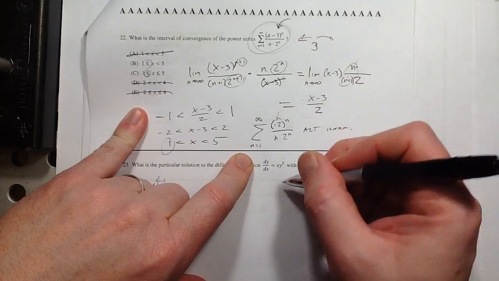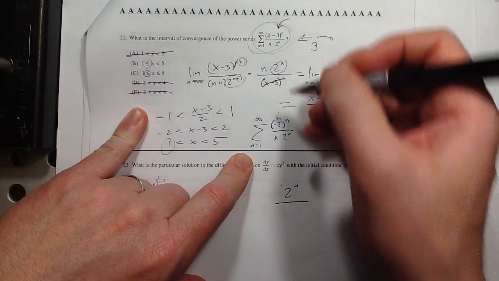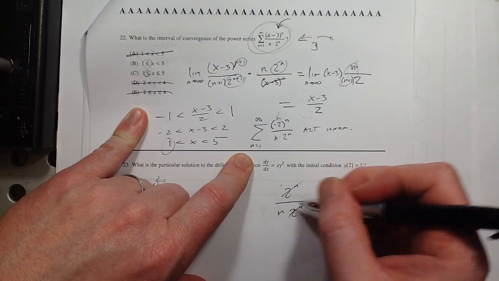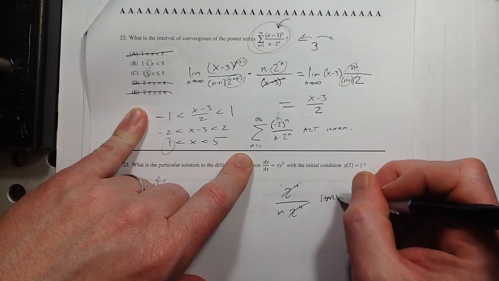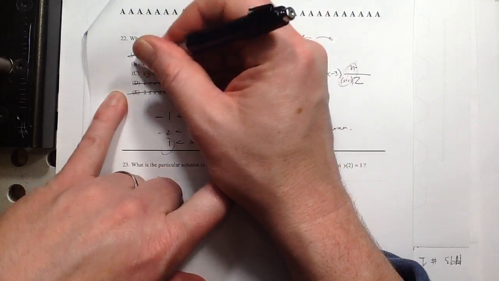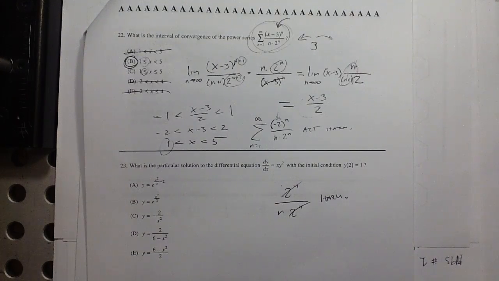When I plug 5 into this, I get 5 minus 3, that's 2 to the n on the top, 2 to the n on the bottom, and n on the bottom. Those just cancel out. This is the harmonic series, which diverges. So it looks like we have answer choice B. And that's a lot of work to do for one multiple choice question, but that's what you have to do. And we'll pick up with number 23, hopefully the last video there.